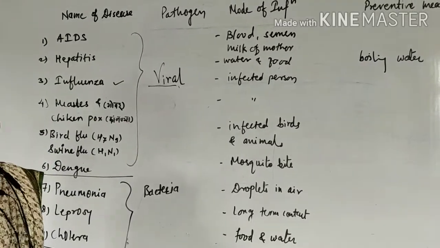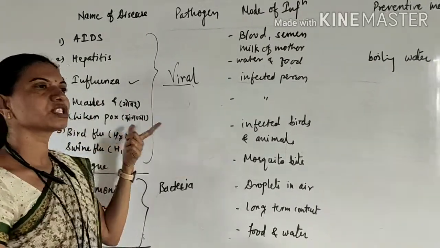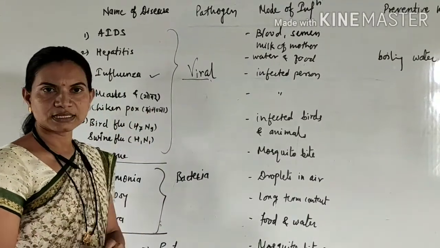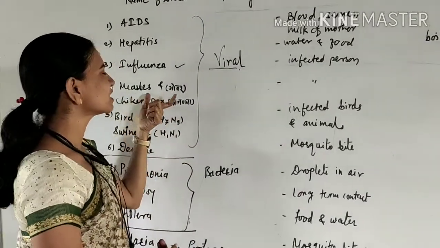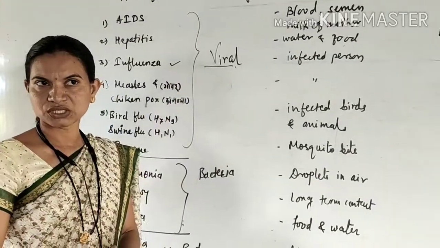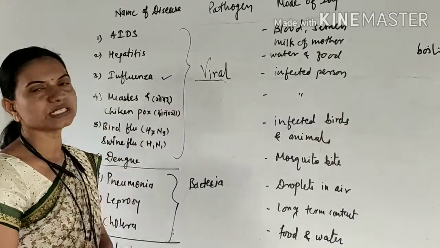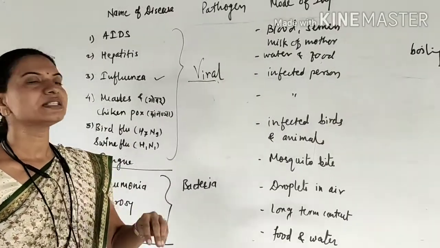Measles and chickenpox. What is measles? Measles is what we call गोवर in Marathi, and chickenpox is कांजण्या. Chickenpox and measles are also viral infections. If the virus enters your body, then you suffer from measles and mumps, especially in children.